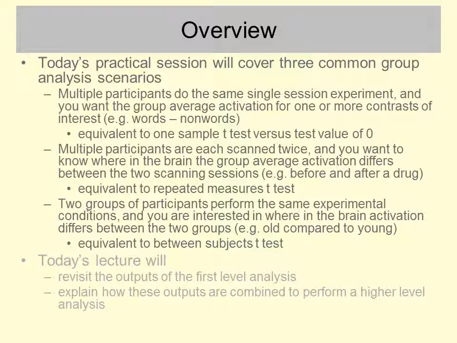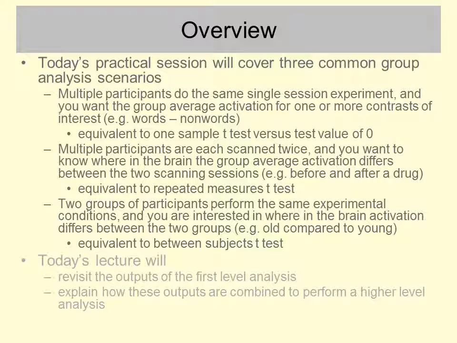So in a words versus non-words experiment, you could have words versus baseline at the first level, non-words versus baseline at the second level, or the more interesting words minus non-words contrast. And you want to see where on average across the group the brain was active for the words minus non-words contrast. This is formally equivalent to a one sample t-test with a test value of 0, which you may have covered for your behavioural data in SPSS.